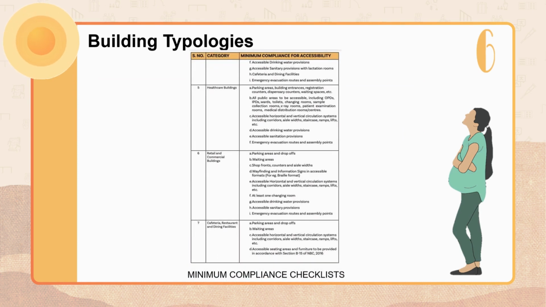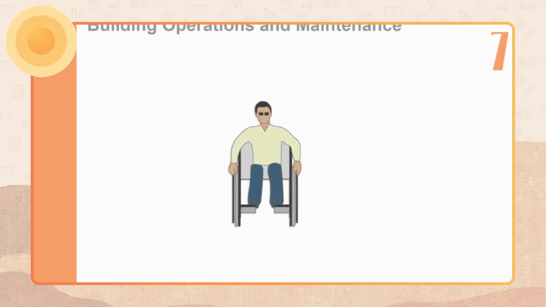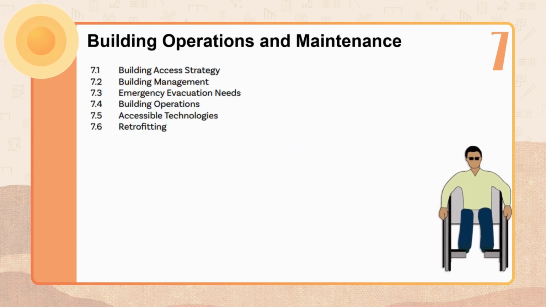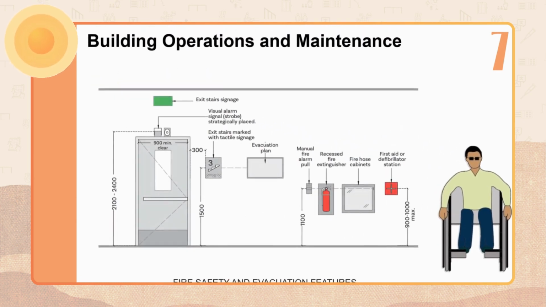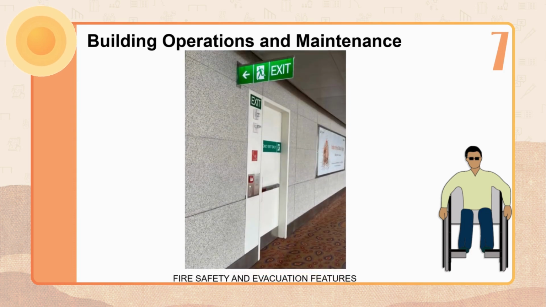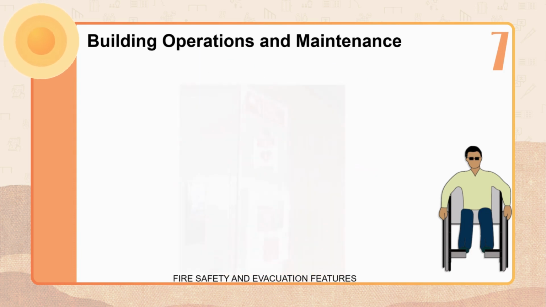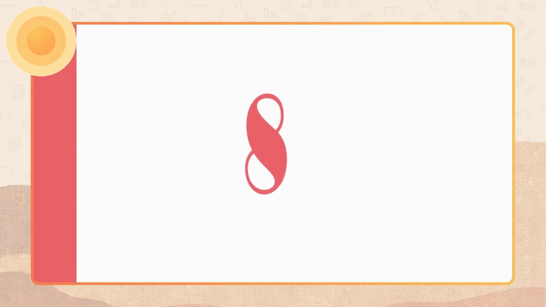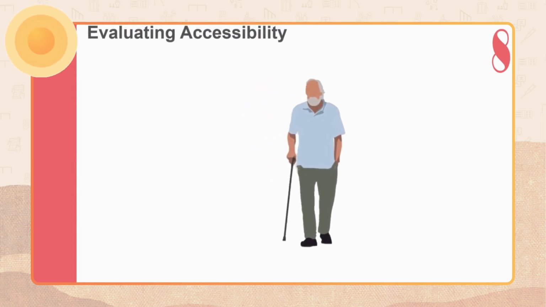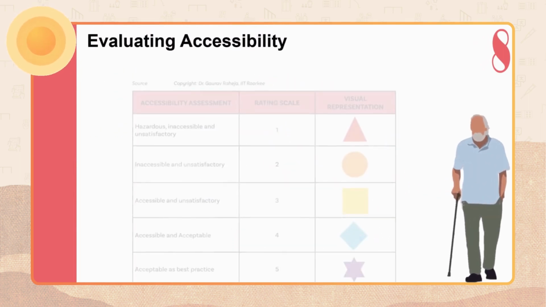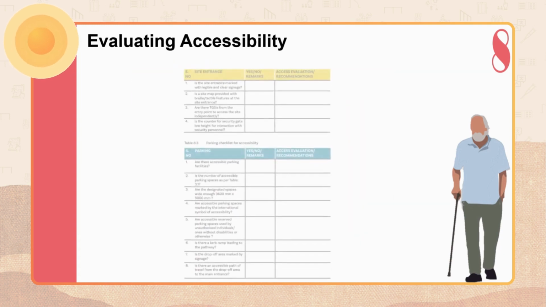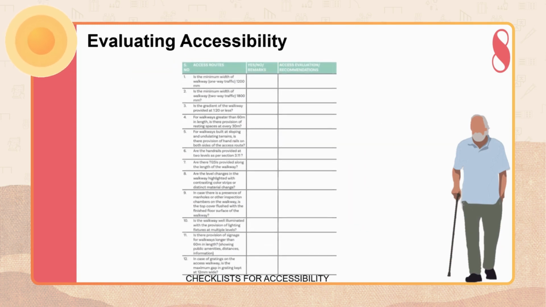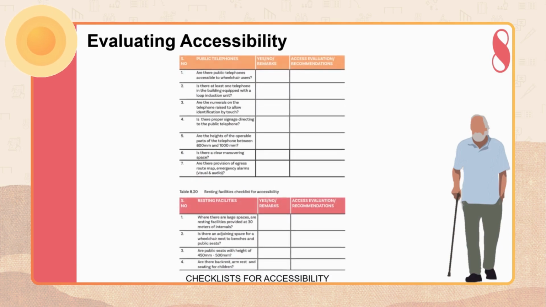Section 7 highlights an important aspect, that of building operations and maintenance. It talks of emergency evacuation procedures in case of events like fire, flooding, earthquakes, and so on that prioritize safety of persons with multiple abilities. The final section highlights evaluation systems for accessibility and consists of detailed audit checklists that can be used by individuals and organizations to audit their premises for accessibility and identify barriers in the built environment.